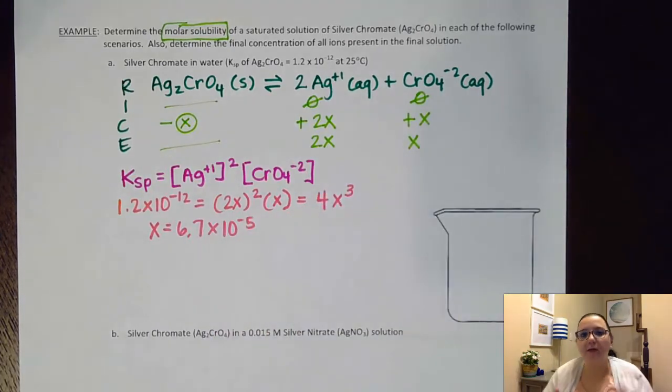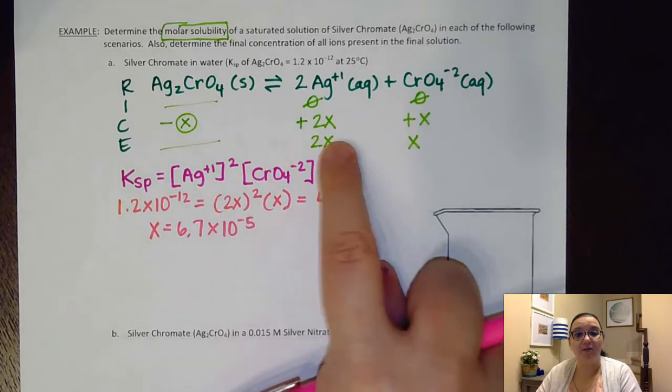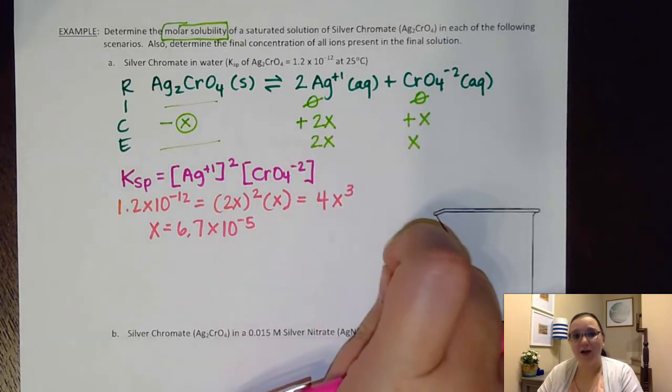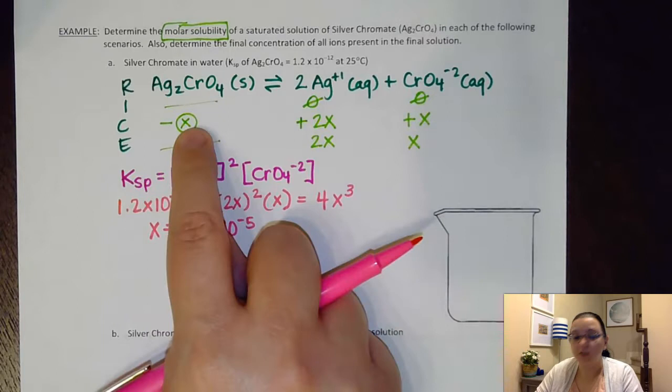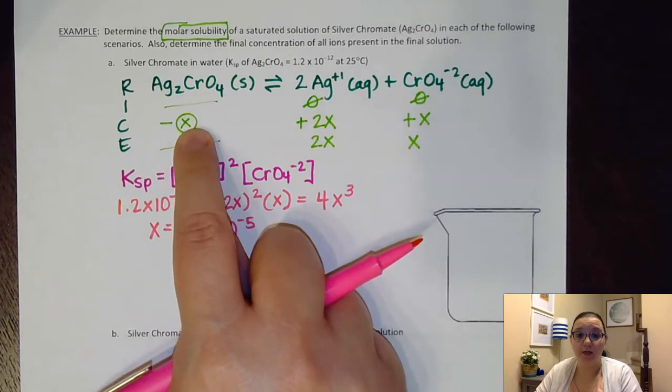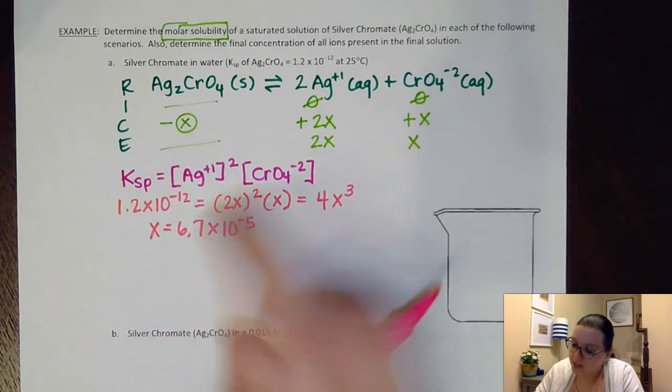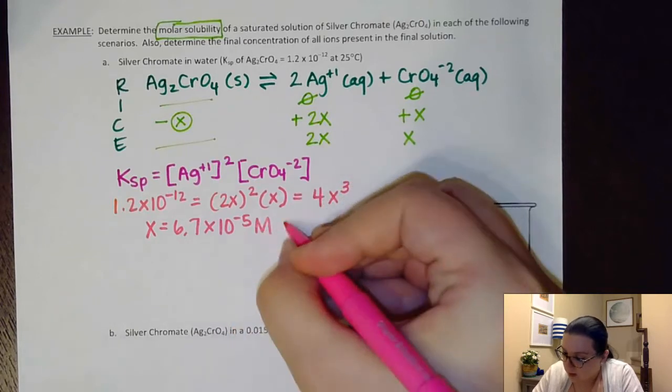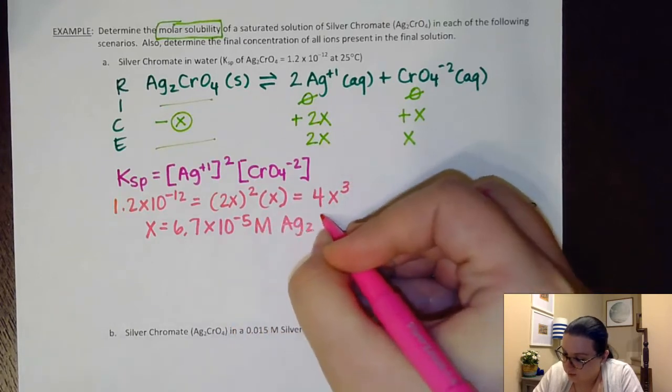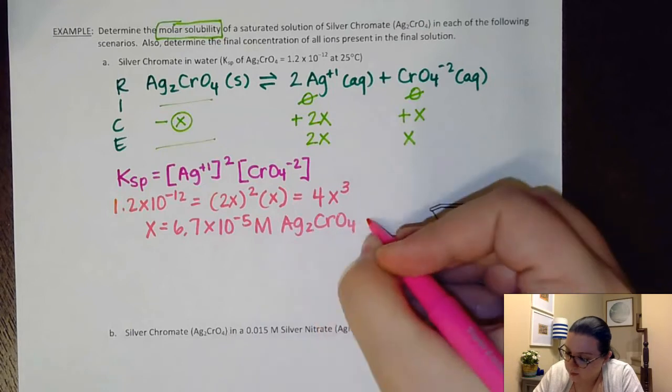Now let's pause for a moment and think about what we have solved here. Yes, we've solved some information about these concentrations, but most importantly, I have solved the value of x, which is the molar solubility that I was looking for. So this is the molarity of Ag2CrO4 that would dissolve.